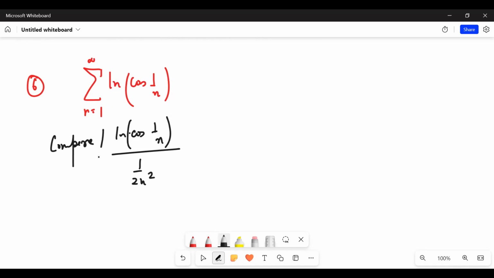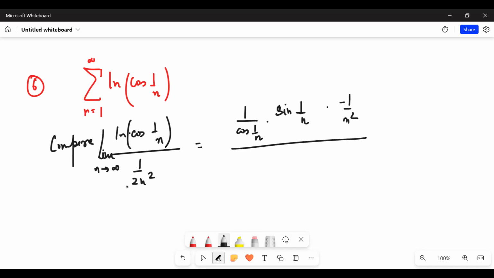Okay, let me compare. In the comparison test, we take the limit. As n tends to infinity, this goes to 0, and as n tends to infinity, this goes to 0. Cos 0 is 1, log 1 is 0. So I'll use L'Hospital rule. This will give me 1 upon cos of 1 by n times sine of 1 by n, and 1 by n square is minus 1 upon n square. And here if I do it, it will be minus 2 upon 2.